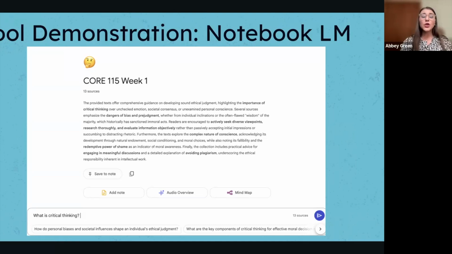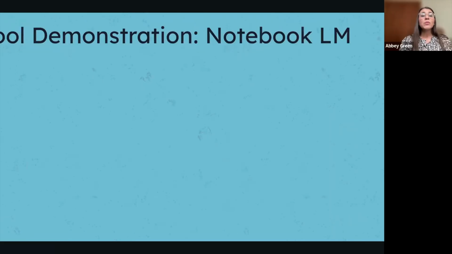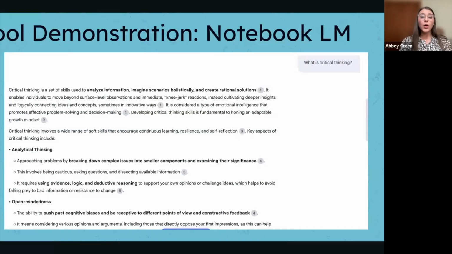And then from there, you can ask questions of what you've uploaded. So it's going to look very similar in format to a ChatGPT or a Gemini or a Perplexity. But again, it's really only working with the sources that you have given it. So I asked the question of this example, what is critical thinking, which is a foundation of our Core 115 course. And then NotebookLM is going to output an answer for me where it's pulling from my readings and summarizing things. You'll see the little circles out to the right where it is allowing you to click on that and see exactly which source it pulled from. And it will show you where in that source it's pulling from.